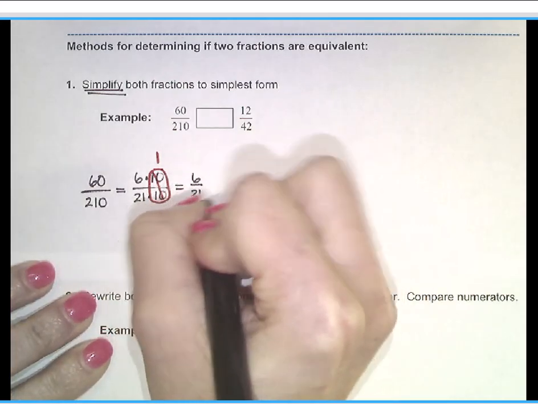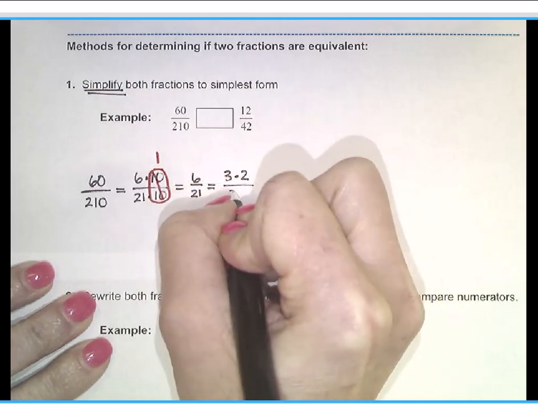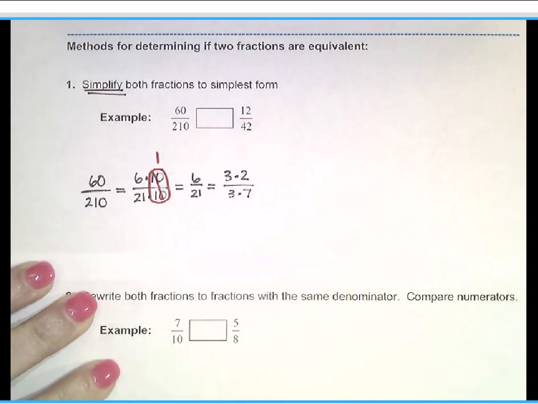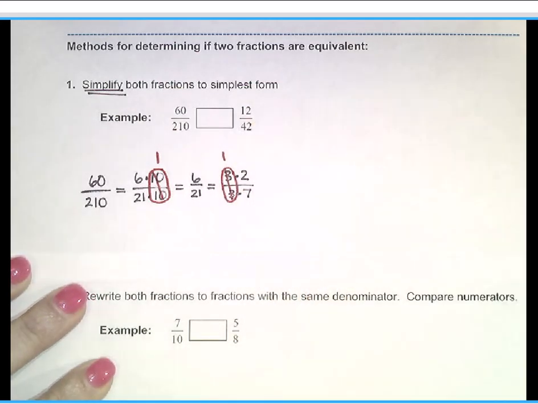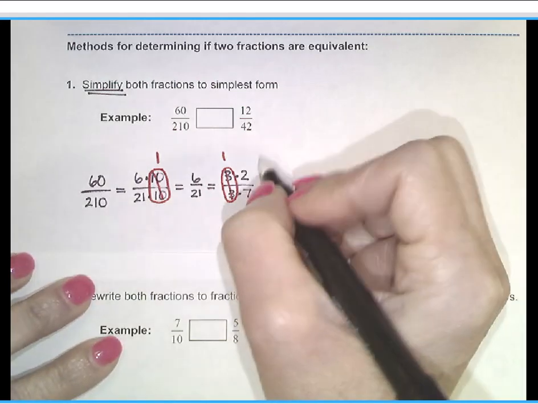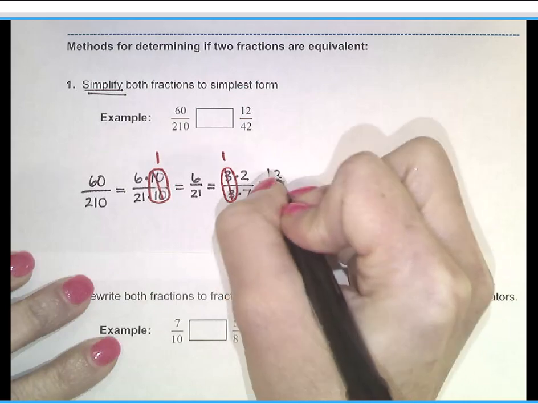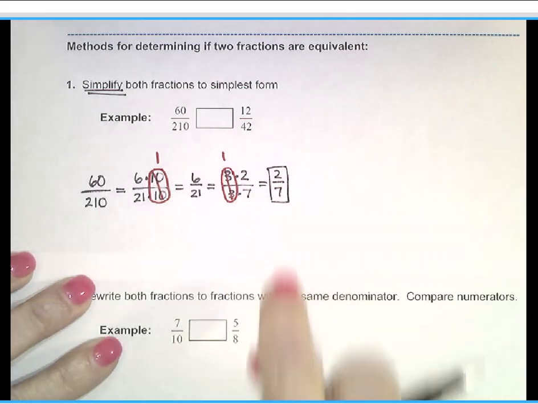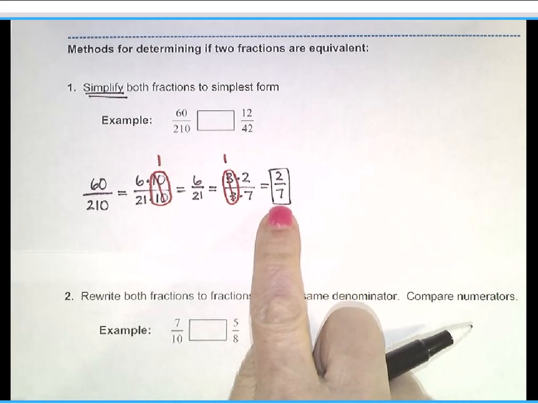I think we could keep simplifying though. 6 is 3 times 2, and 21 is 3 times 7. So right there I have two 3's. Those will cancel, and we're going to end up getting 2/7 as our simplified version of 60 divided by 210. That simplifies down to 2/7.